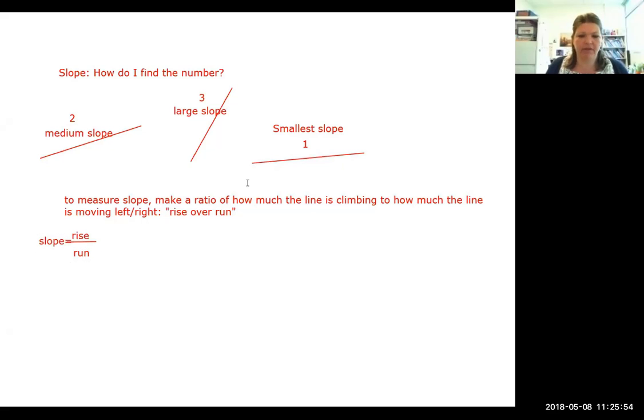And you might be thinking, well, am I going to find slope other ways? You are. But when we have a graph, it's easy. We can count the rise and count the run. We're going to count movement between points. Let's go take a look at some example problems so I can show you what I mean.